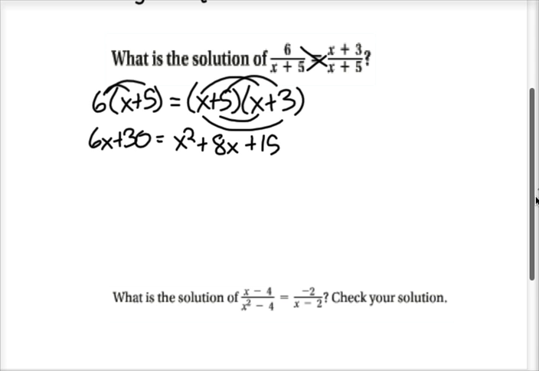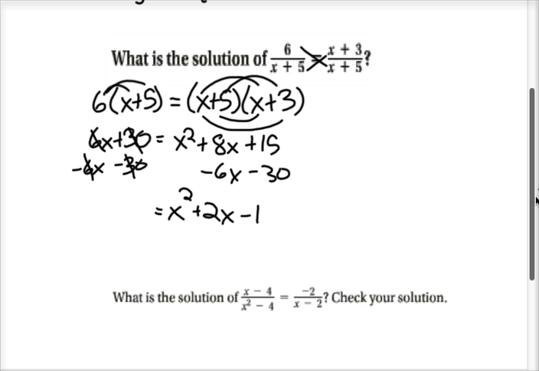And now I need to get everything to one side of my equation. So I'm going to subtract off 6x. So that's x squared plus 2x. And I'm going to subtract off 30. So I get minus 15. And that's how I'm going to get it set equal to 0.